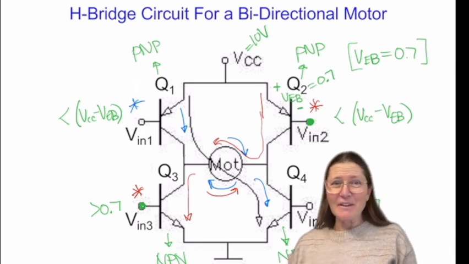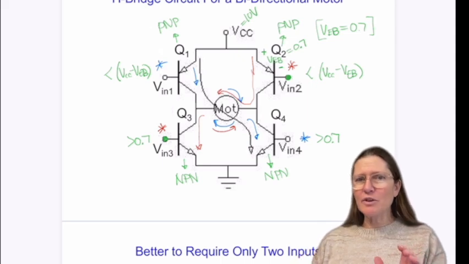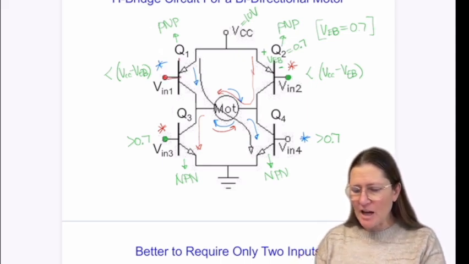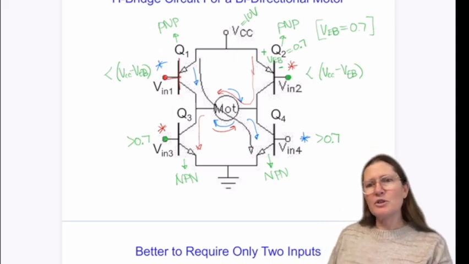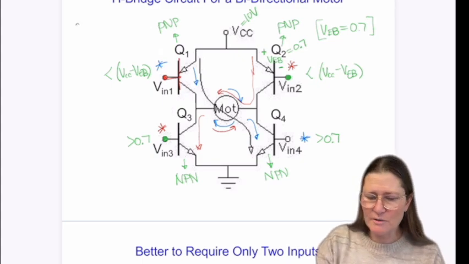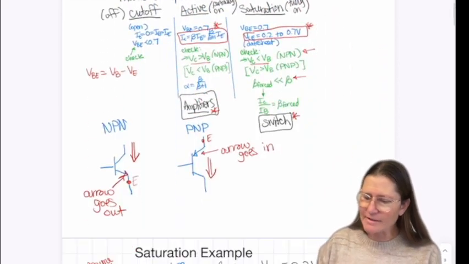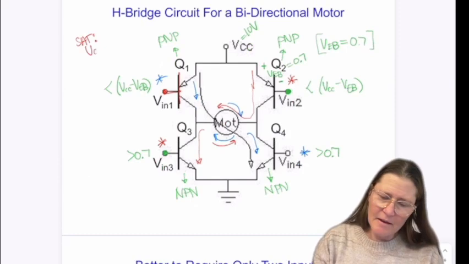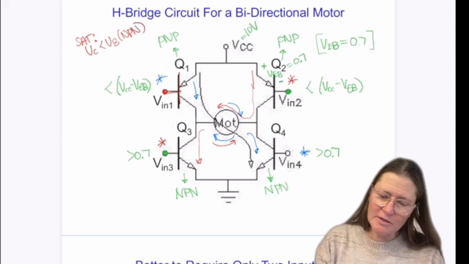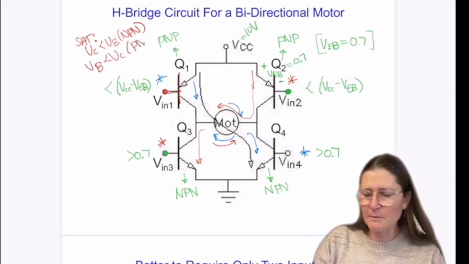All right, the H-bridge, I wanted to go back to really quickly. The idea of the PMOS is that it needs to have a very low input to turn it on. As far as the condition for saturation, I_C will be less than I_B, not I_V, for an NPN, and V_B is less than V_C for a PNP.